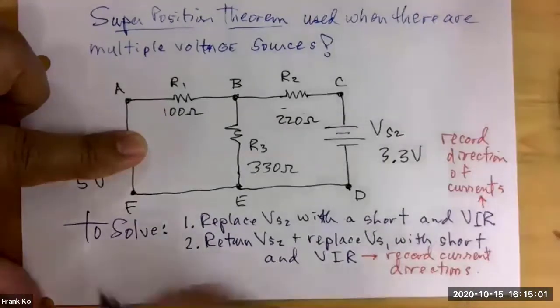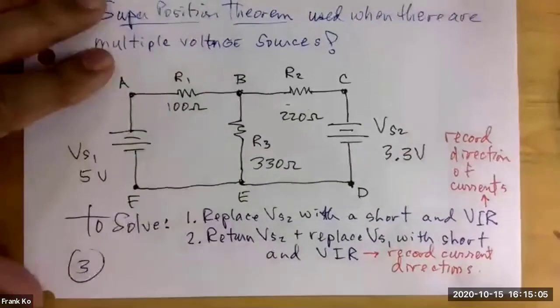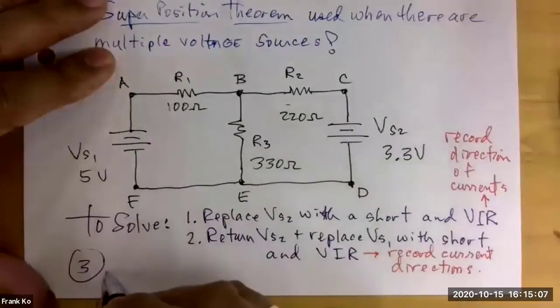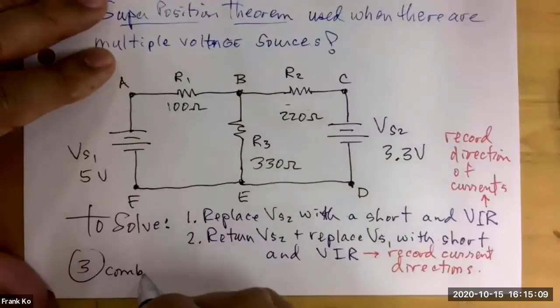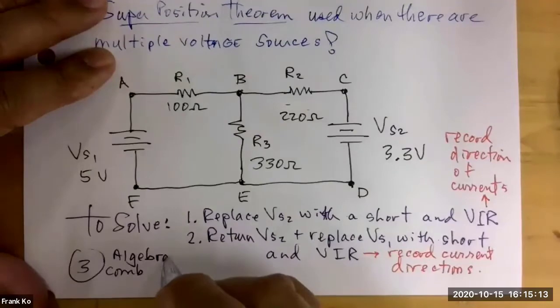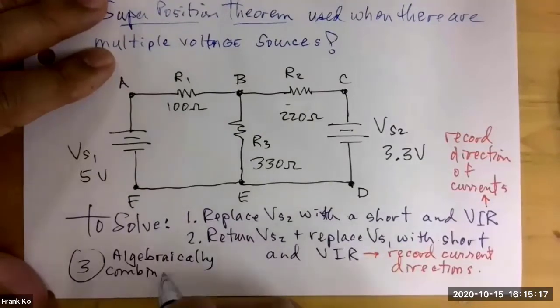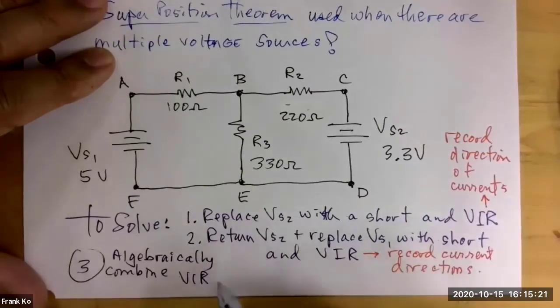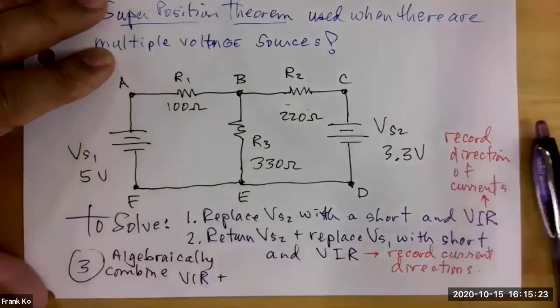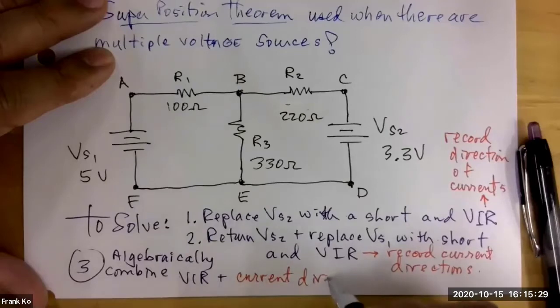Then the very last thing you do in step number 3 for superposition is you will algebraically combine the VIR and current directions.